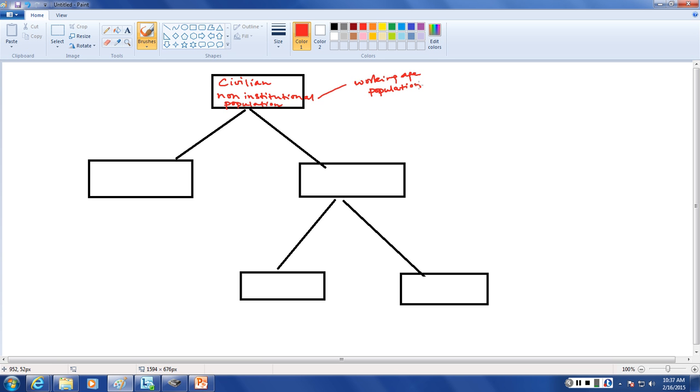First, it counts only those who are 16 or older. So people who are younger than that are not even put in this box. They are kept outside this box. So you have to be at least 16 to be counted in this box, right? Secondly, you have to be civilian, which means that if you're in the military, you are excluded, right? Civilian. Next, non-institutional. So you have to be someone who is currently not institutionalized.